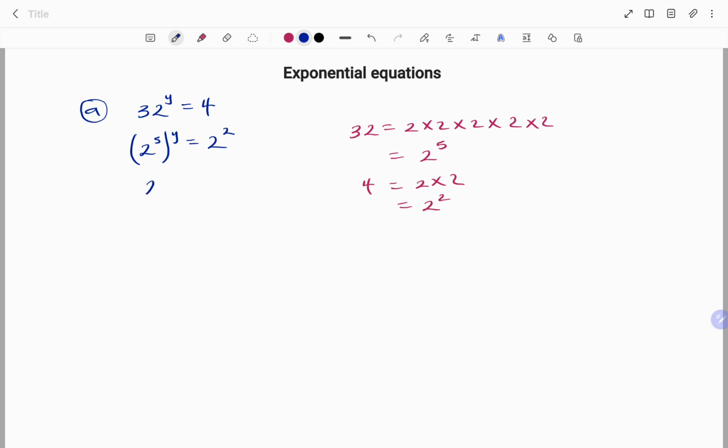Expanding the bracket, we have 2 to the power of 5y equals 2 to the power of 2. And once the bases are the same, we can equate their powers. We have 5y equals 2. And to find y, we're going to divide both sides by 5. 5 and 5 cancel, one. We're left with y equals 2 over 5.